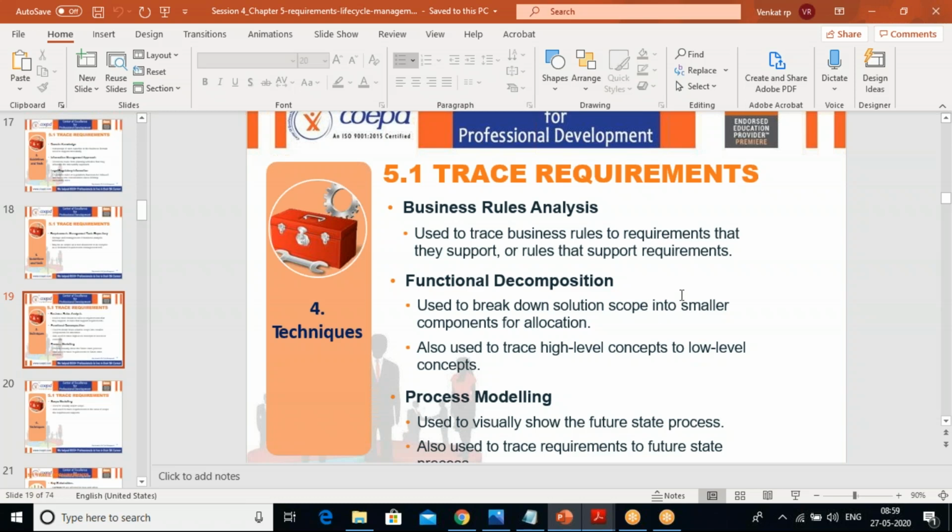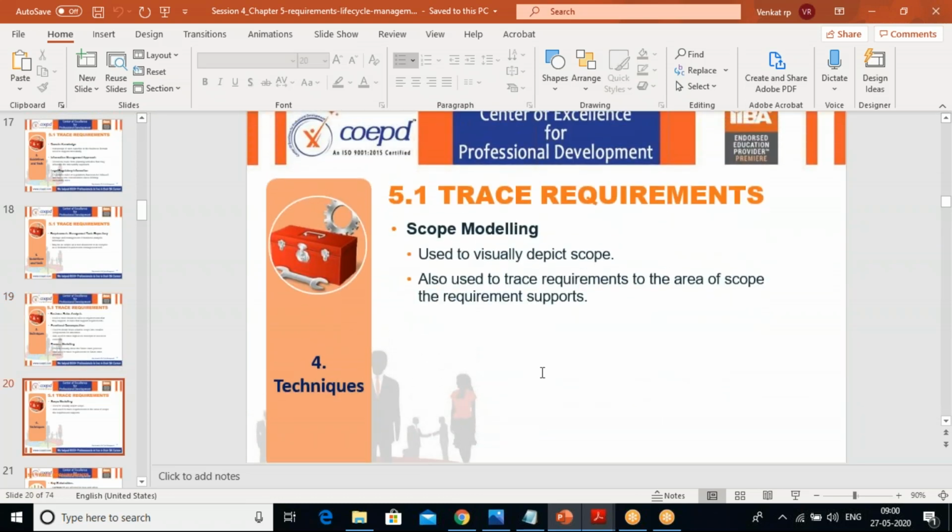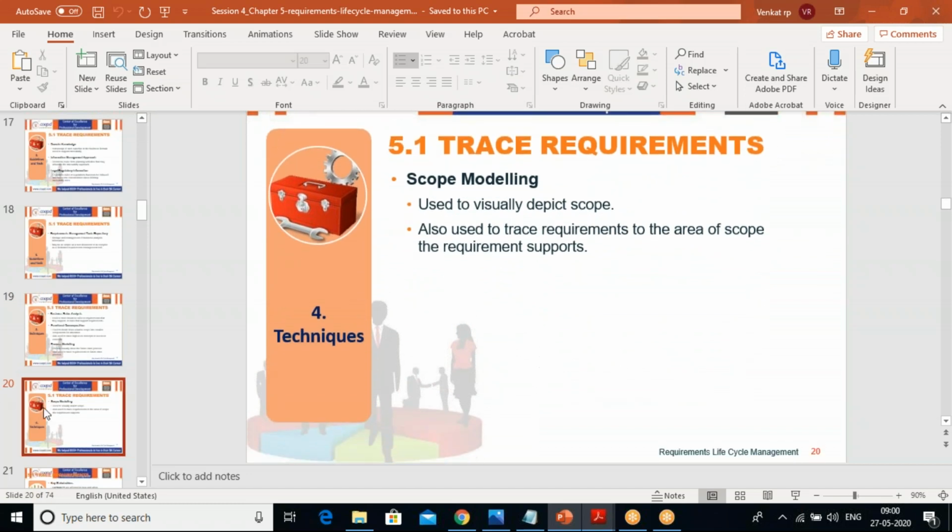Now, what techniques can we use here? Business rules analysis, which means how these rules can be implemented through requirements, which we are going to understand. Also functional decomposition, process modeling and scope modeling, we will be using.